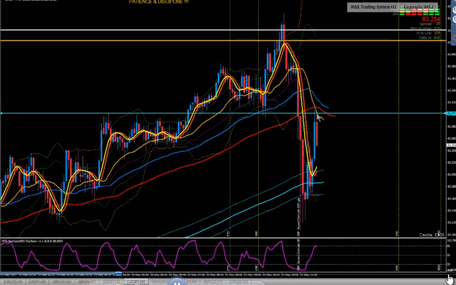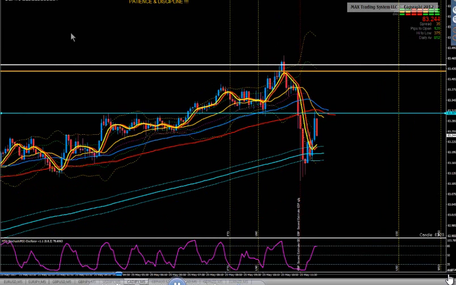Somewhere in this area with a stop loss size in this area here. But the price obviously doesn't follow through. And so when the price doesn't follow through, we don't take the trade.